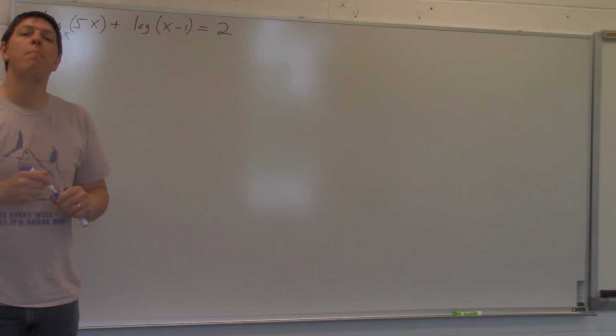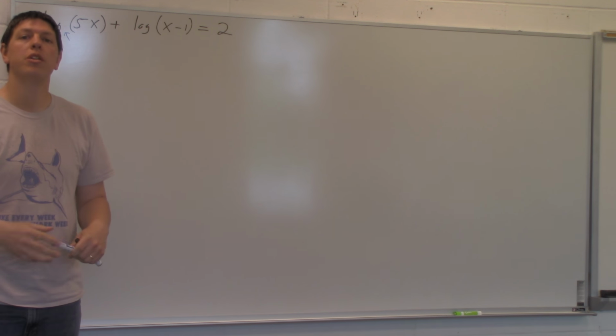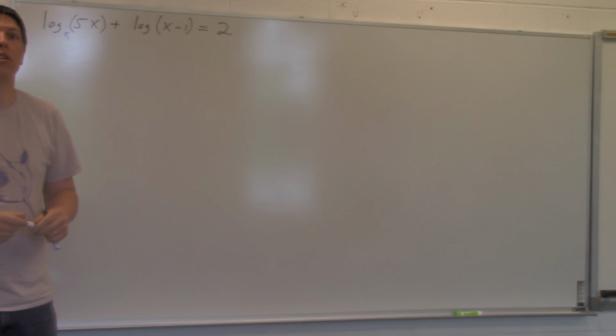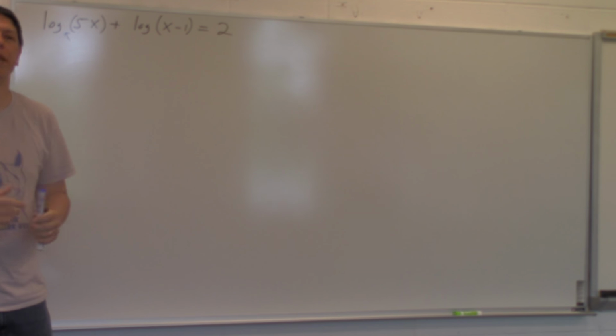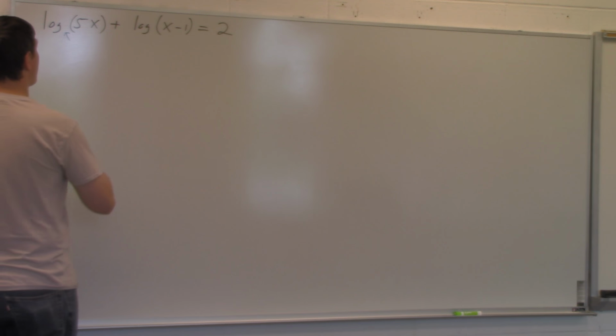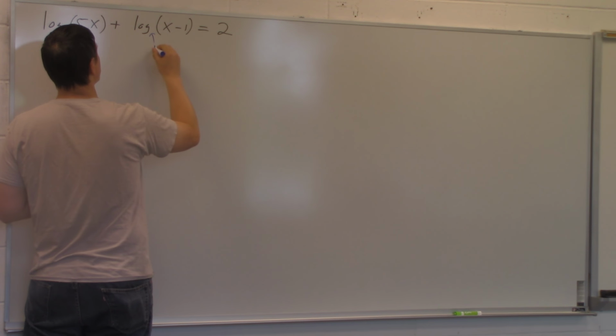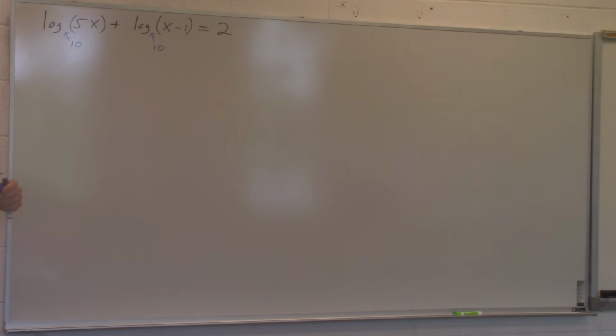One of the things that we may remember from pre-calculus is that if there's no base, there's actually an implicit base there. It's called the common logarithm. And you might remember that that's going to be base 10. So if there's nothing there, it's really just a base 10.